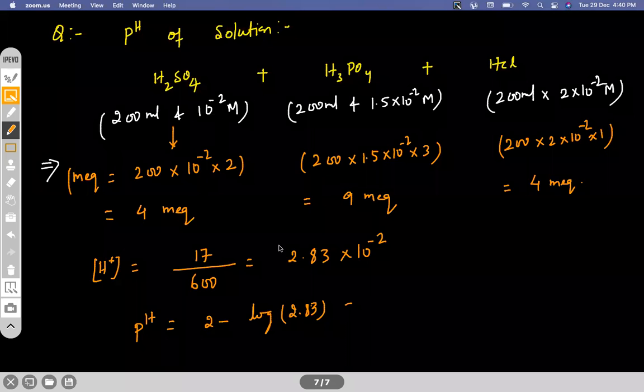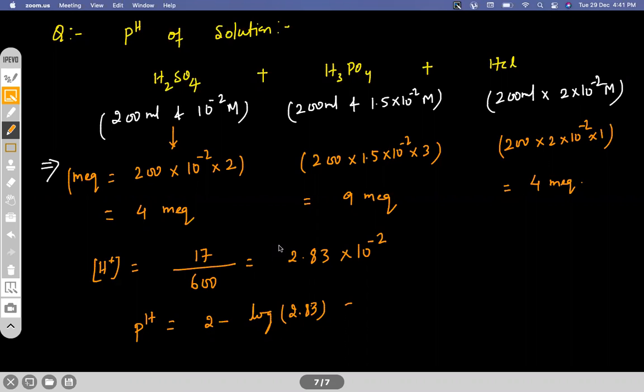Yes, what is the value you got? Yes, so 1.55 approximately you are getting, that's fine. So 1.55 is the pH value we have. Simple one: for acids, we just need to add the number of equivalents divided by total volume, okay?